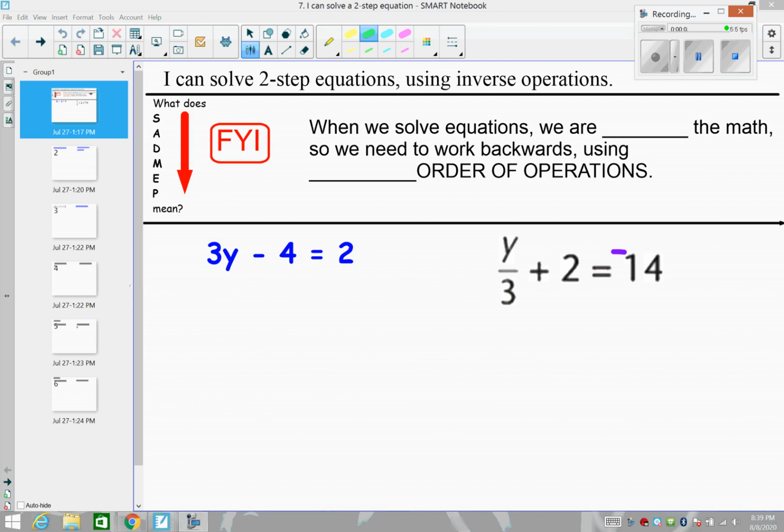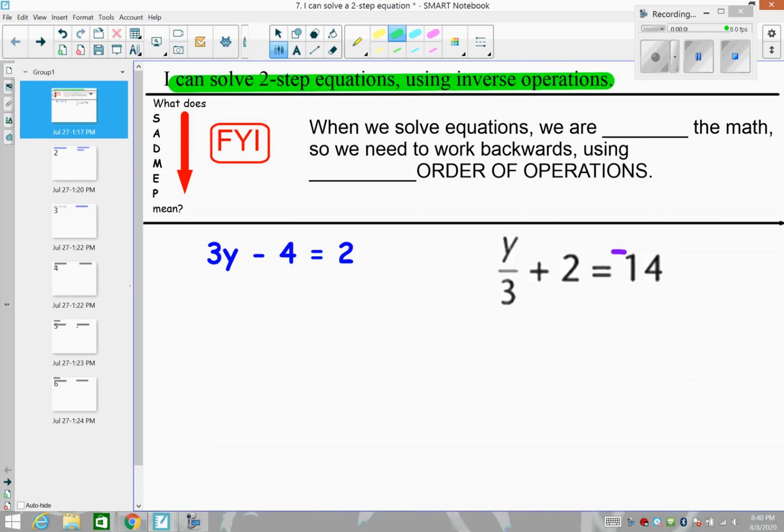Hey, math friends. So our learning target today is I can solve two-step equations using inverse operations. For the past two lessons, we've been doing one-step equations. We did add and subtract on the first day, and then we did multiply, divide on the second day. So in our work today, we're going to combine all of those skills in the same problem.